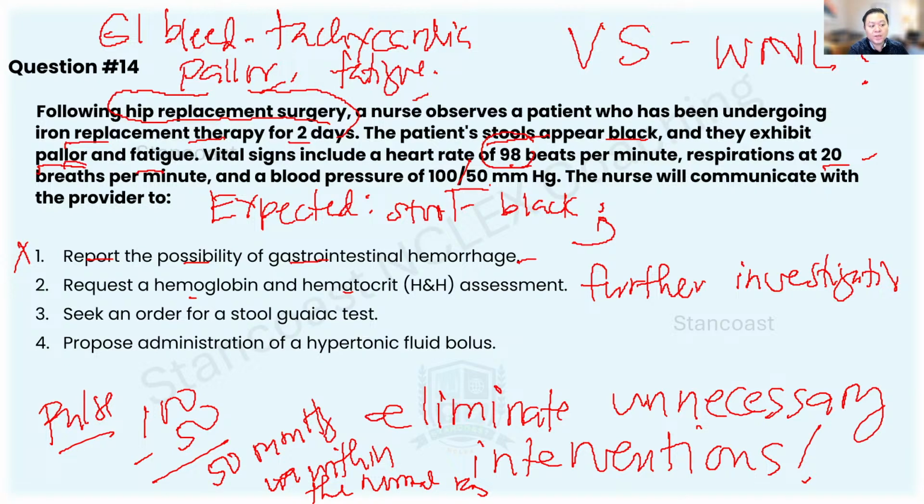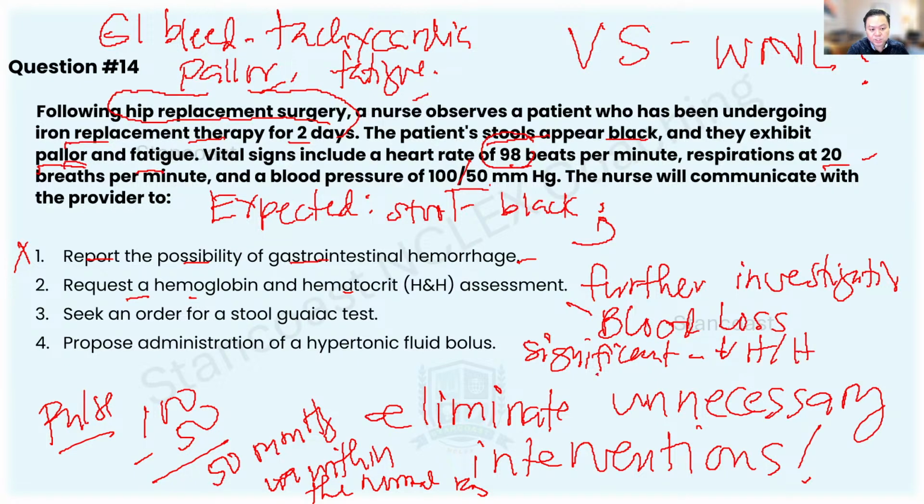Okay, so what we need to do is to make sure we are confirming first if there is really blood loss. If there is a significant drop in the H&H, then that is something to be worried about. Significant blood loss, we need to identify that by getting the order for H&H level. What about 3? Seek an order or request an order for a stool guaiac testing.